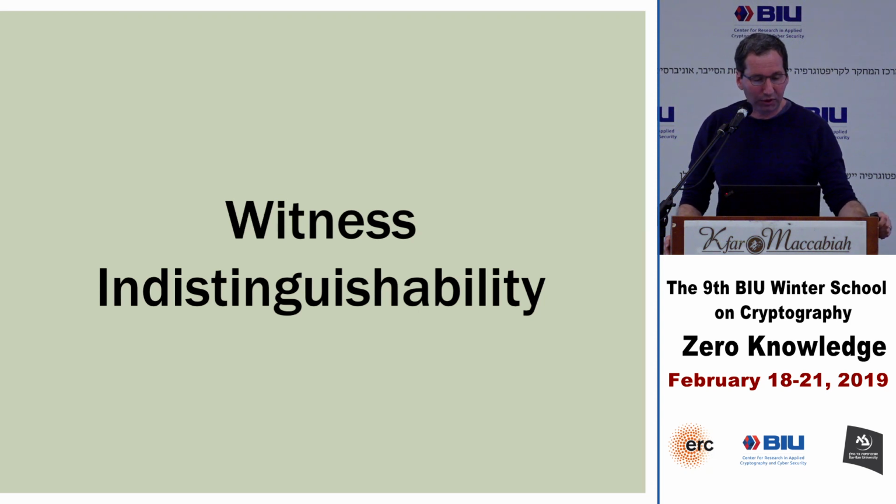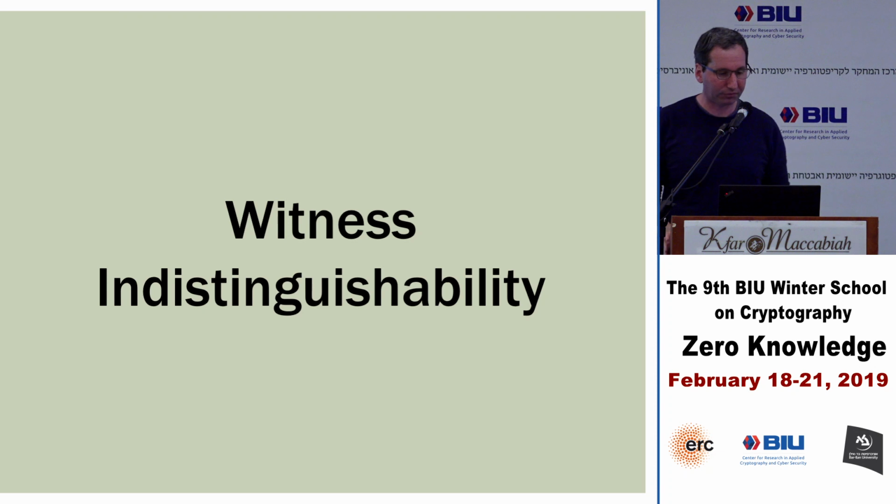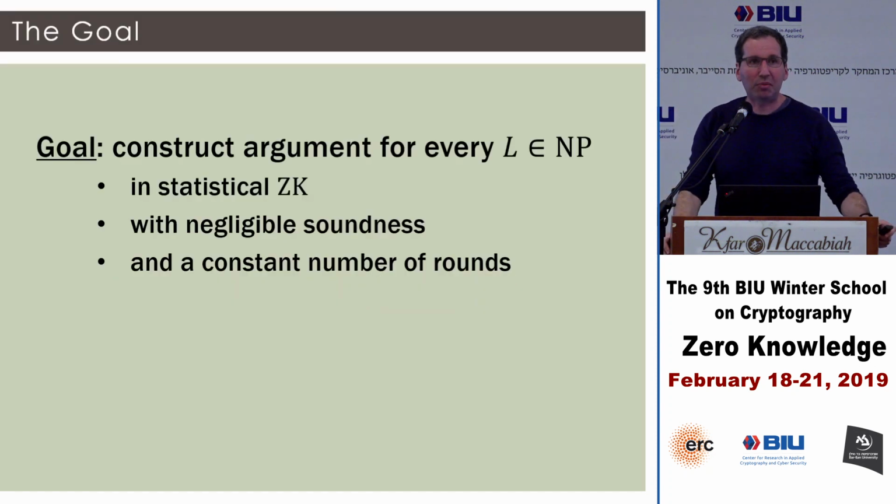Enter the notion of witness indistinguishability. I'll give you the definition and then we'll go out for a break. I'll leave you to think about the definition. So remember, our goal is to use witness indistinguishability to construct an argument for every language in NP that is statistical zero knowledge, has negligible soundness, and is constant round. All these nice features. It's the dual of the previous result that we saw.